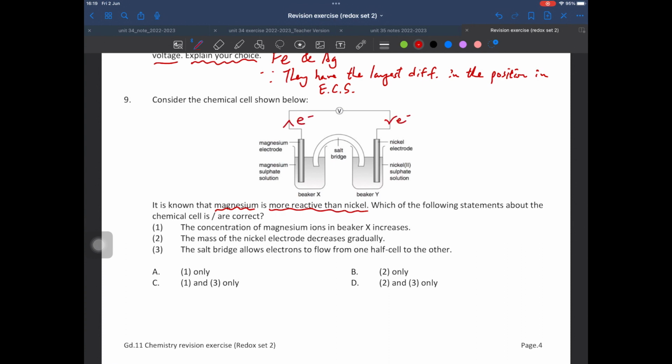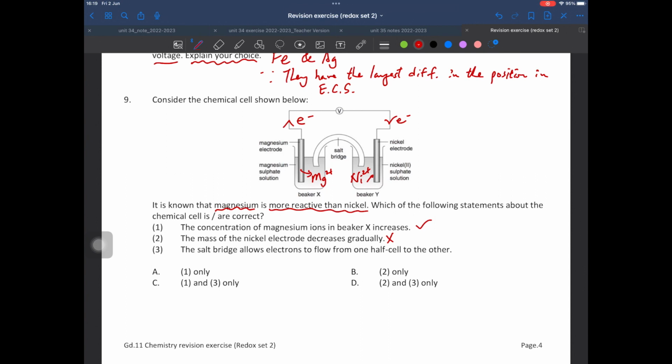First of all, is the magnesium ion increase? Sure, because magnesium going to lose electron to form ion. So of course, the concentration of ion will increase. The second one is the mass of nickel decrease. No, because the nickel 2 ion is going to receive electron and form solid on the electrode. So the electrode should increase in mass.